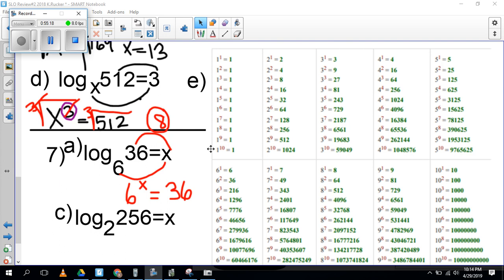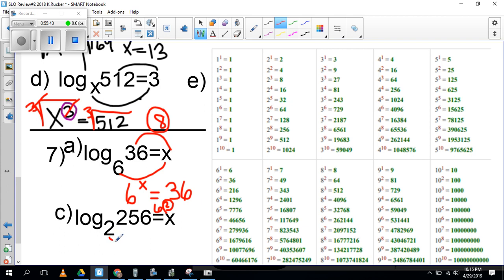Okay, so we go to the 6's, and we're looking for what 6 to what power gives us 36. So we're just coming over here, and you see we got 36. So it's 6 to the second is going to give us 36. So x will be 2. Okay, so let's try this one.